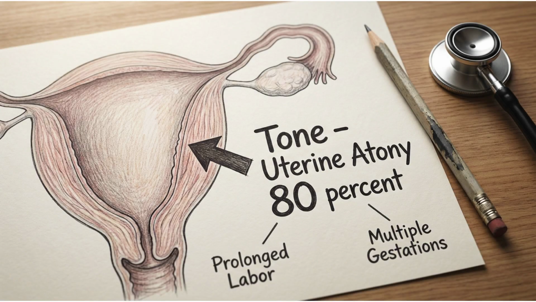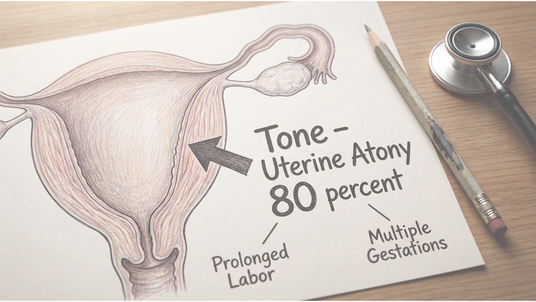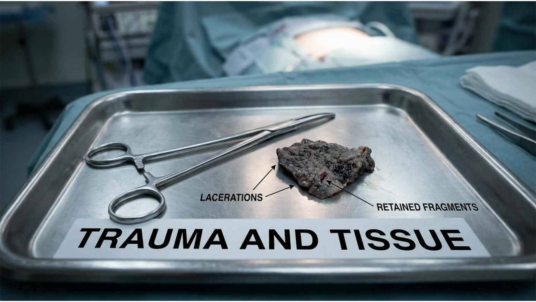The 4 Ts framework helps identify the underlying cause of PPH, starting with tone. Uterine atony, or the failure of the uterine muscle to contract after delivery, is the most common cause, accounting for 80% of cases. Risk factors include prolonged labor, uterine overdistension from multiple gestations, or a large fetus, all of which prevent effective uterine contraction. The next 2 causes are trauma and tissue.